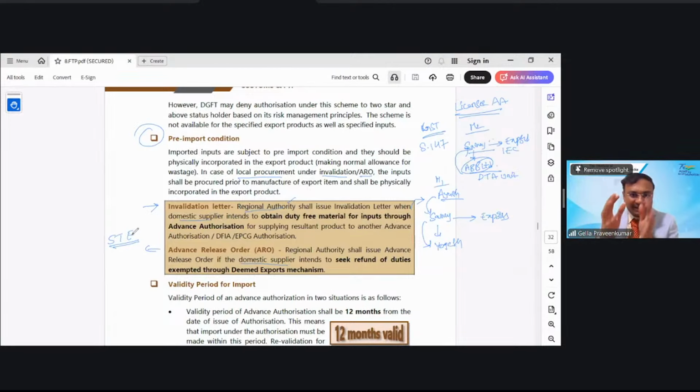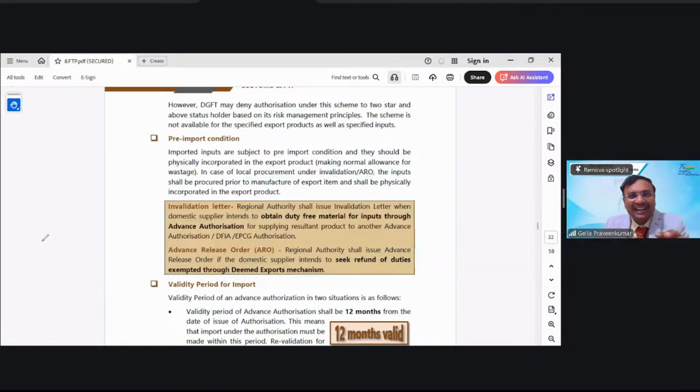Let's take an example, FCI, Food Corporation of India. Yogesh manufactures goods and supplies to FCI. FCI exports out of India. So an advance release order is given to FCI to claim the refund of the duties and taxes paid. This is where we apply these provisions.